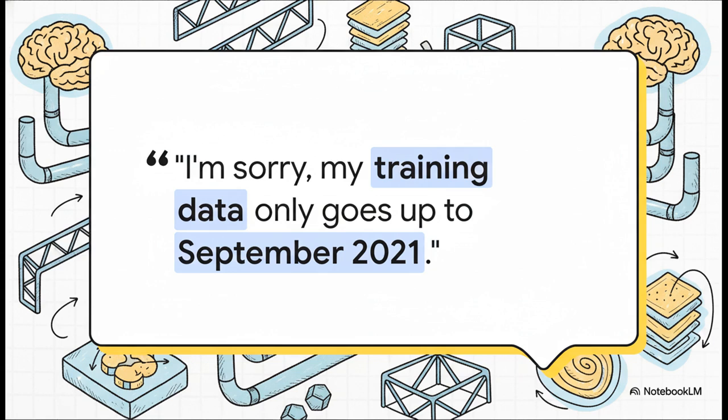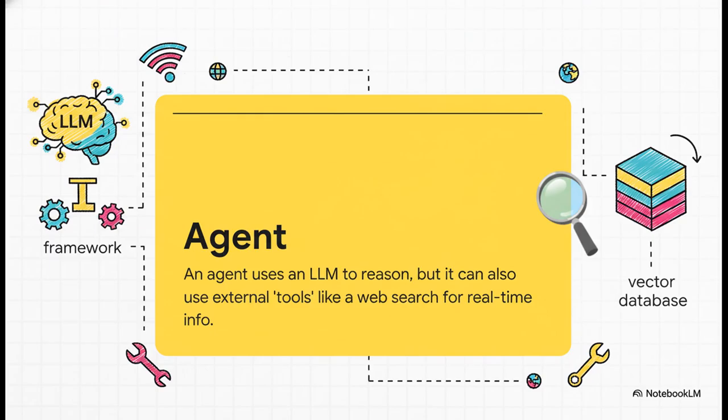So how on earth do we give it access to real-time, up-to-the-minute information? Well, the answer is by creating something called an agent. You can think of an agent as a clever assistant that uses the LLM to reason, but it also has a toolkit of its own. So if the LLM doesn't know the answer, the agent can decide to use a tool, like, say, performing a live Google search to go find it.